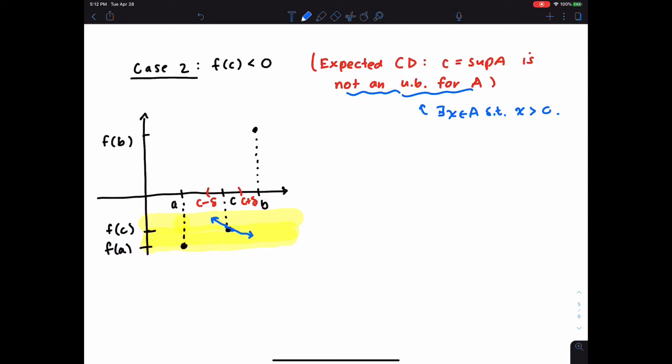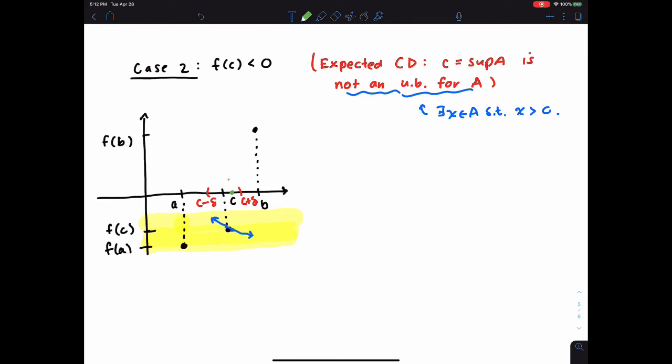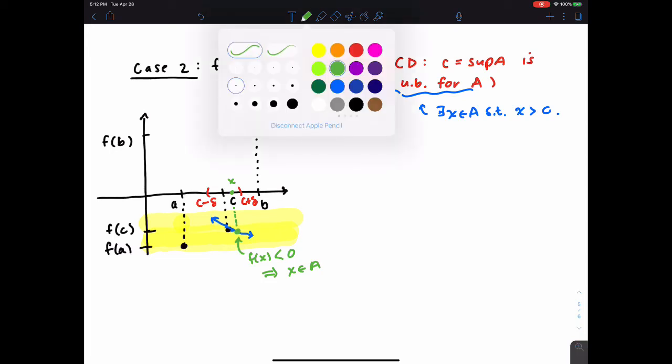And so what that really means is that any x value that I plug in from inside this delta neighborhood, I should get a corresponding f of x value that is in my epsilon neighborhood, but in particular, that f of x value has to be less than 0. And if it's less than 0, that's telling me I just found an x that's bigger than c, but x is in my set A, and that's where I'm going to get my contradiction. So again, the key here is to specify an epsilon neighborhood that only contains negative numbers.